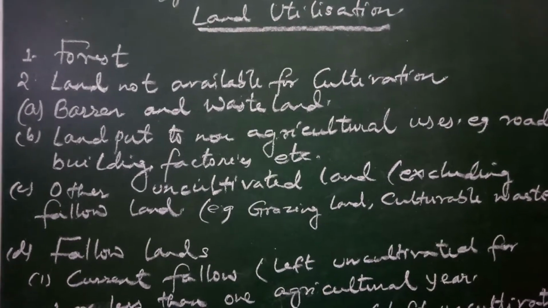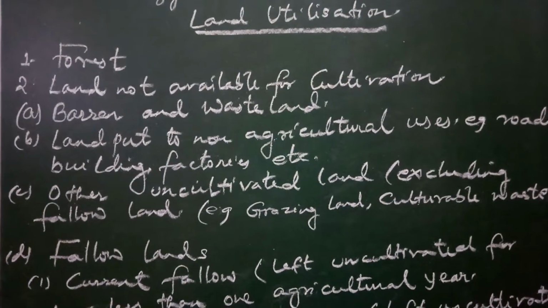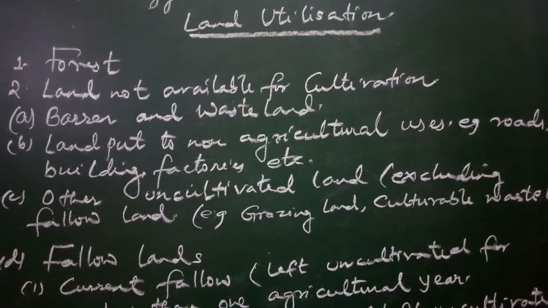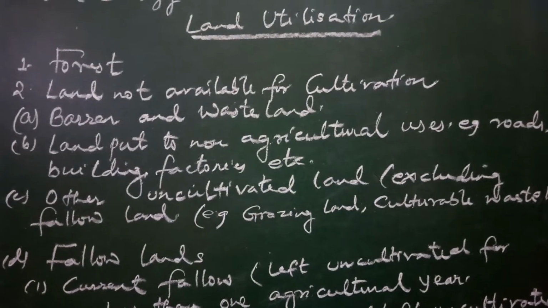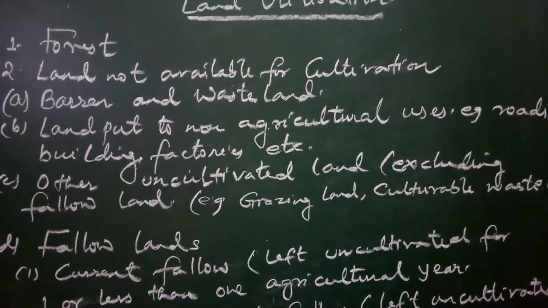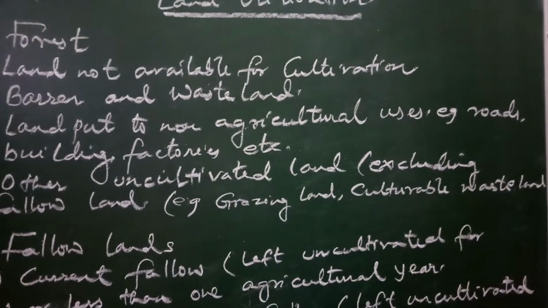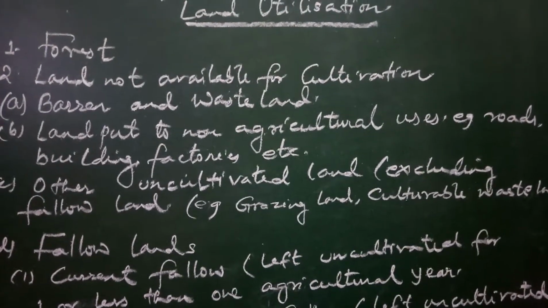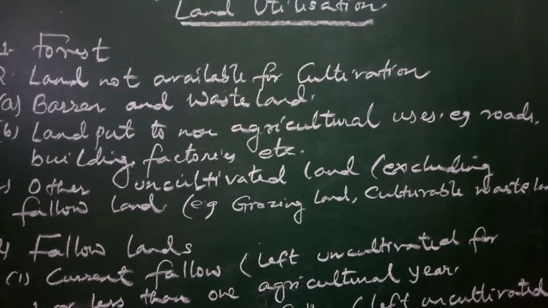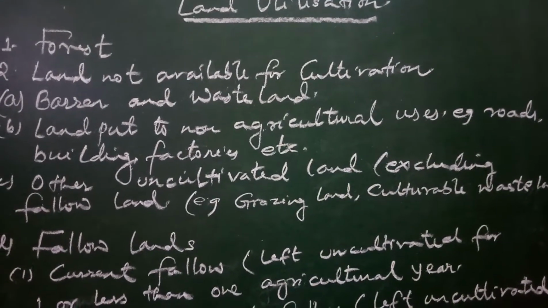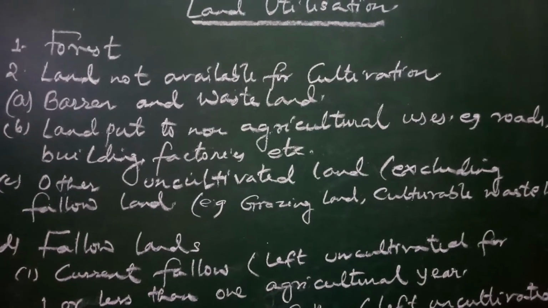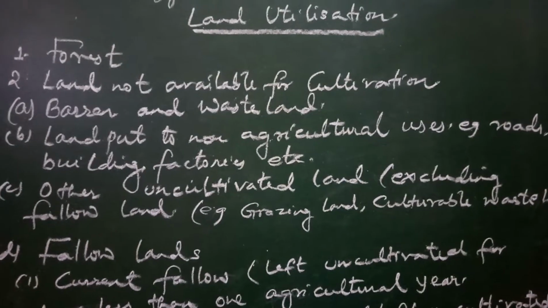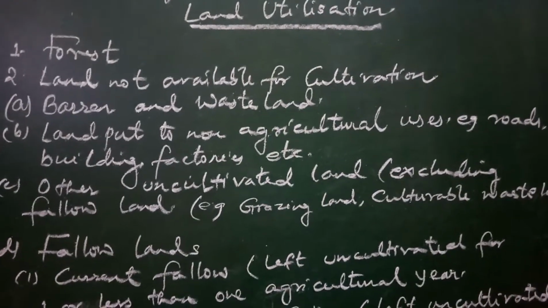Number two, you have land under miscellaneous tree crops. Various types of trees are grown. This category can be the second point. And the third point is culturable wasteland. Culturable wasteland means land that is left uncultivated for more than 5 years.